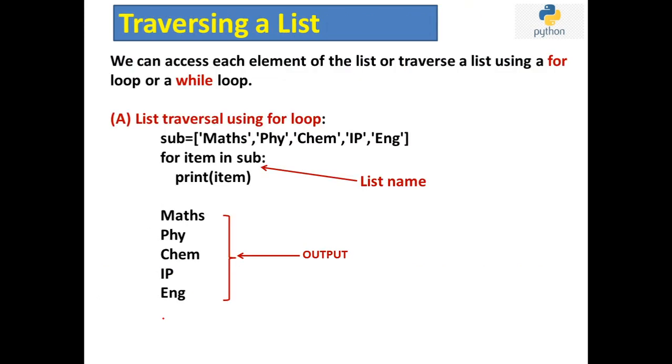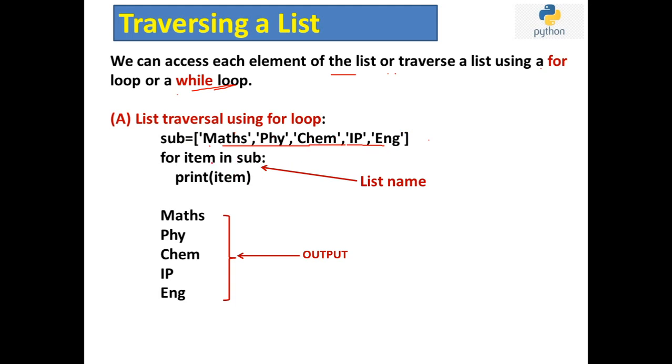Traversing a list means accessing each element of the list, moving from one point to another. Two methods are used, for loop and while loop. Loops are very important here. For traversing a list, we have to use a for or while loop. Now, I have defined one list named subject, with some subject names: maths, physics, chemistry, IP, English. Elements are indexed at 0, 1, 2, 3, 4.